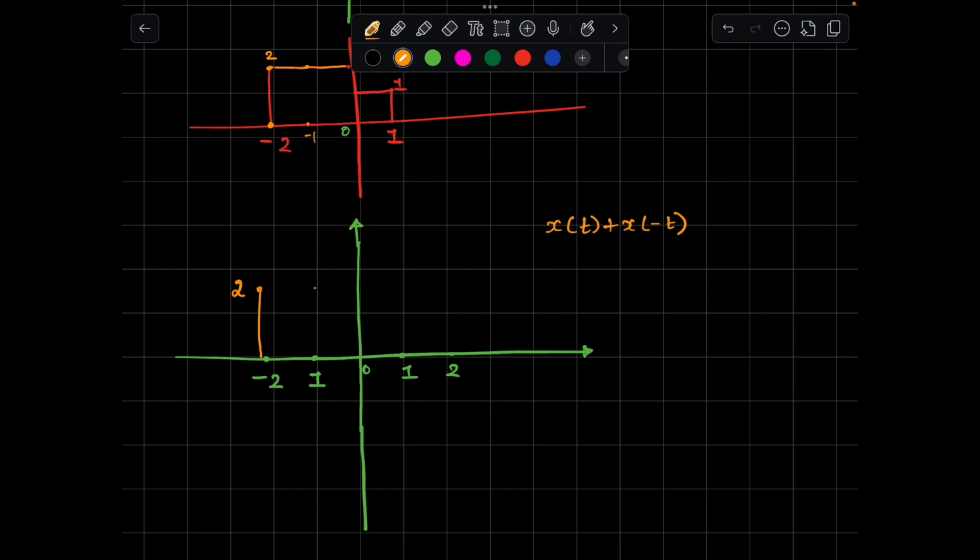So at 1 the amplitude is jumping from 2 to 3, so you have to consider it like this. So these are the points. I hope it is clear to you.